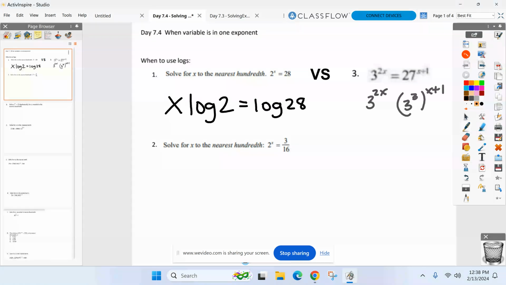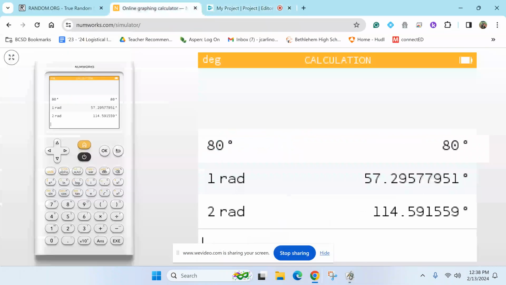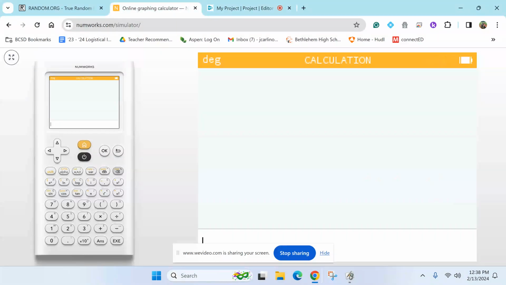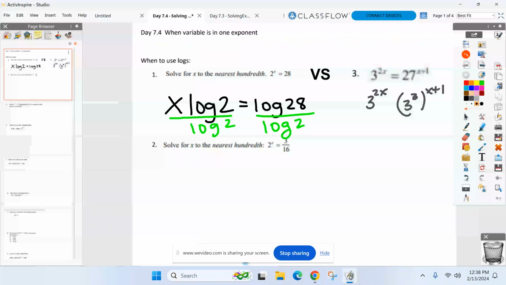And now from here, how do I get x by itself? Remember, log 2 is a number. That's just some wacky decimal on your calculator. So how do I get rid of this? Divide out log 2. And we all remember, if we don't remember, we can find where that log button was. All right, log button's right here on your calculators. So go ahead, log 28 divided by log 2.